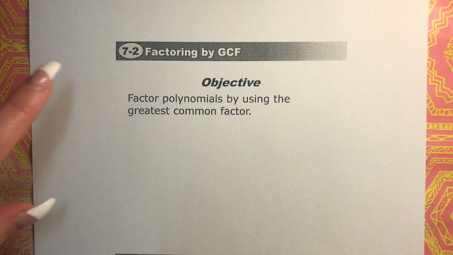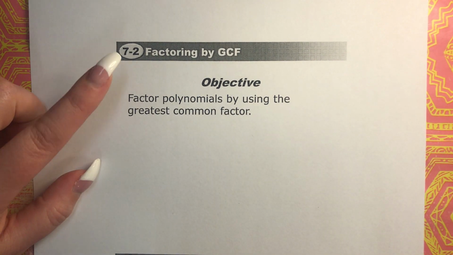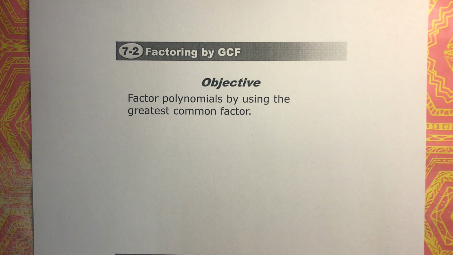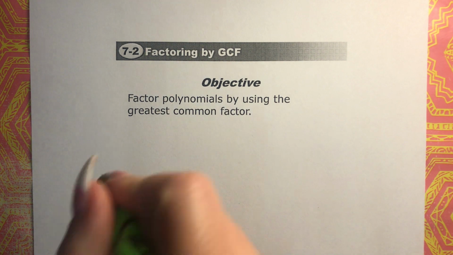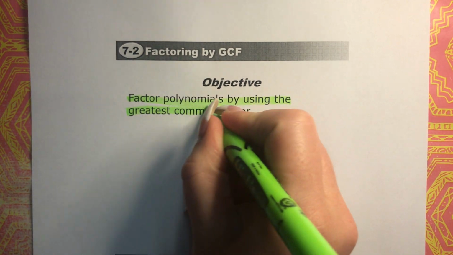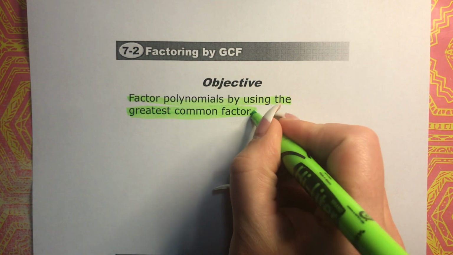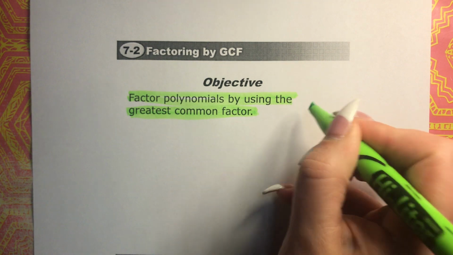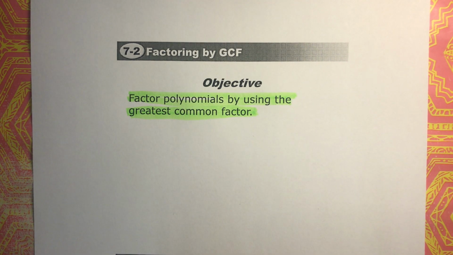All right, welcome back for Chapter 7, Lesson 2. We're going to be factoring by the GCF. So the objective for today is to factor polynomials by using the greatest common factor, which is the GCF, which we talked about last lesson. So we're just building upon that.